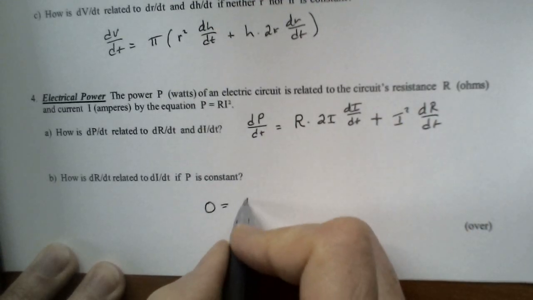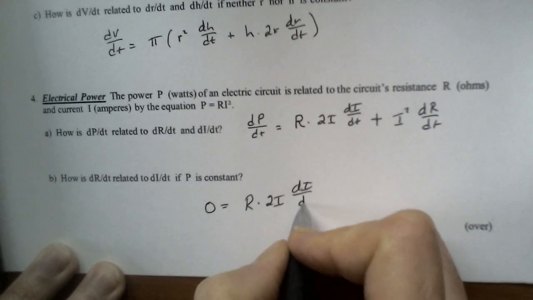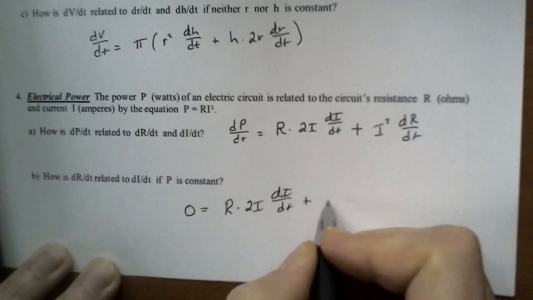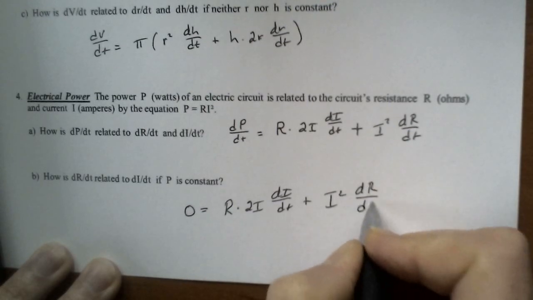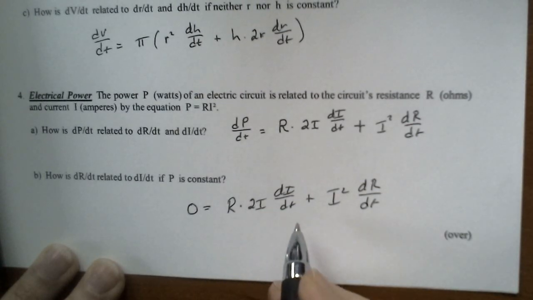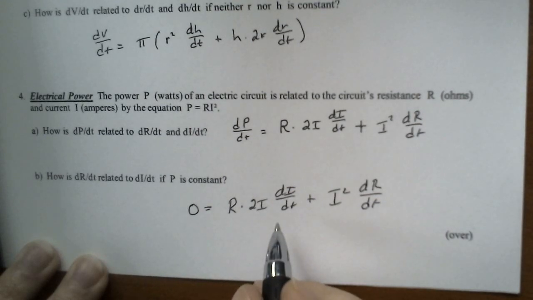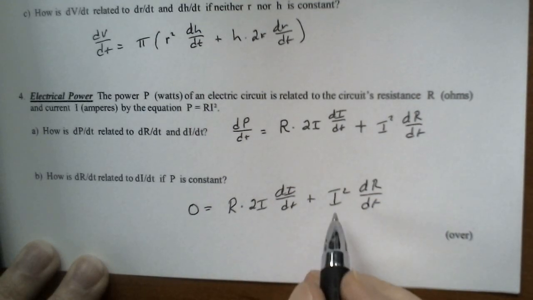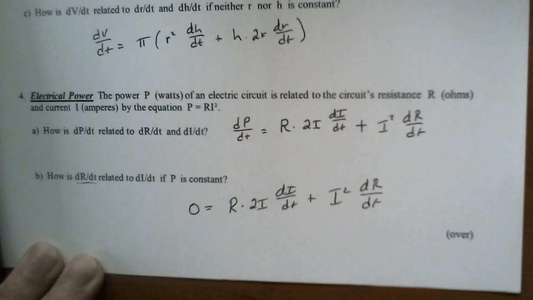So this is r times 2I di/dt plus I squared times dr/dt. Now, how is dr/dt related to di/dt? Well, you can subtract this term from both sides of the equation, and you can divide both sides by I squared, because we want to get dr/dt by itself.